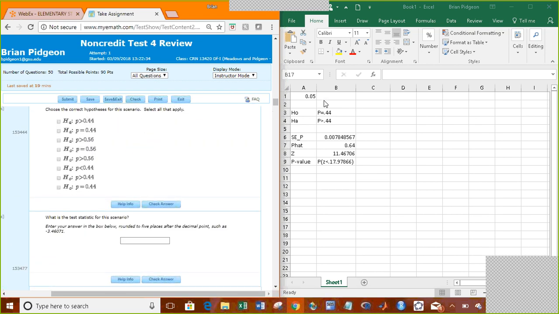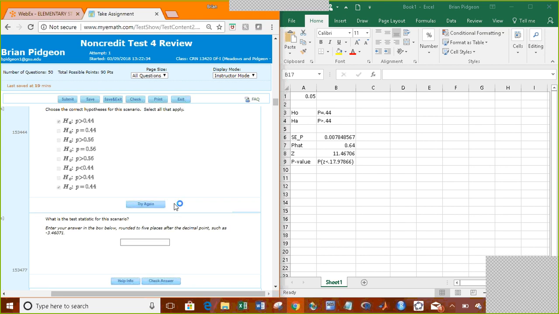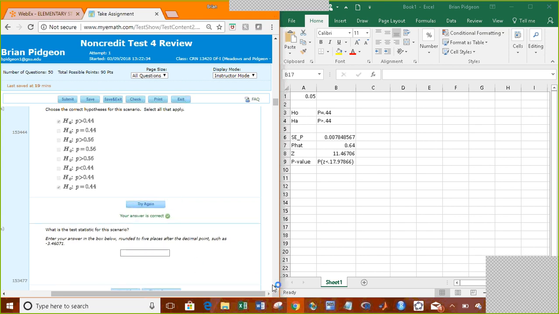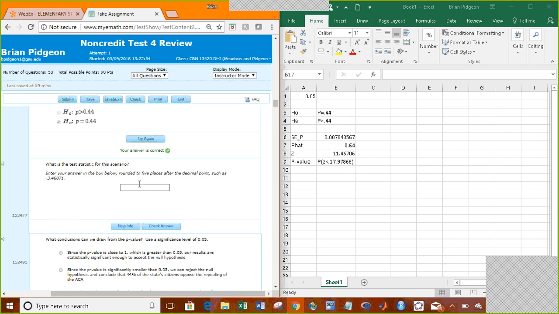So in other words, we have it typed out right here. Just pay attention to your subscript. So the null hypothesis is that it's equal to 44, and the alternative is that it's greater than 44. And we've already used Excel to calculate the test. I just changed the numbers. I really wanted to show you how to calculate the p-value for greater than. So our test statistic is 11.46706.